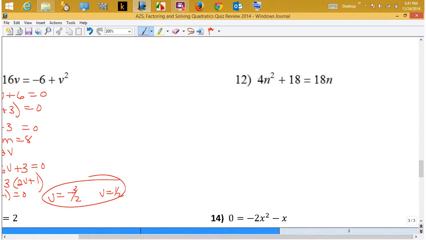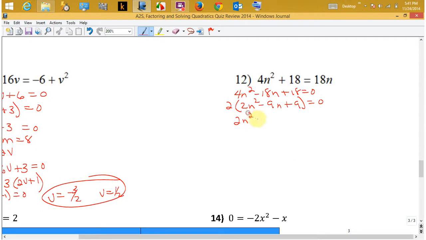For 12, I need to move the 18n over. 4n squared minus 18n plus 18 equal to 0. I'm going to divide out a 2. 2 times 2n squared minus 9n plus 9 equal to 0. So I can just get rid of the 2 by dividing both sides by that 2. So I'll have 2n squared minus 9n plus 9 is equal to 0.